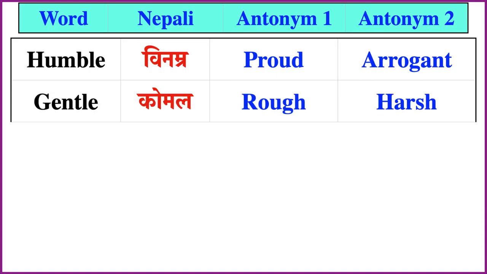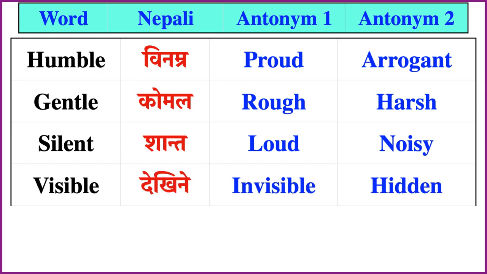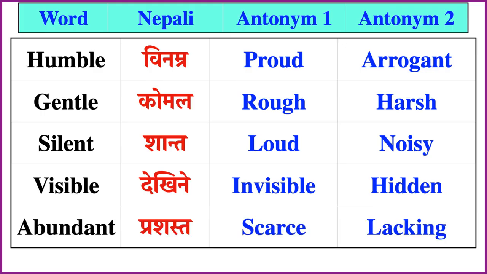Gentle भनेको कोमल, antonyms are rough and harsh. Silent भनेको शान्त, and then antonyms are loud and noisy. Visible भनेको देखिने, antonyms are invisible and hidden.